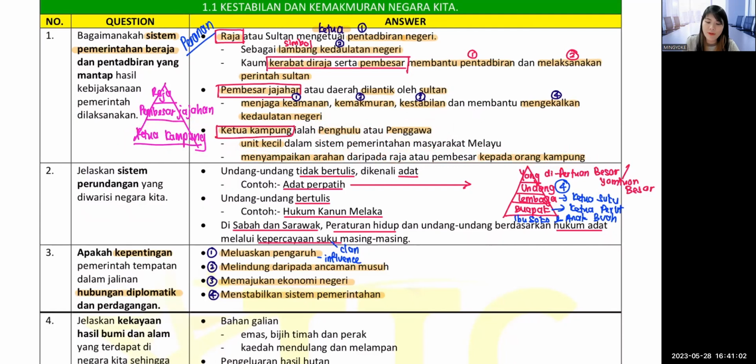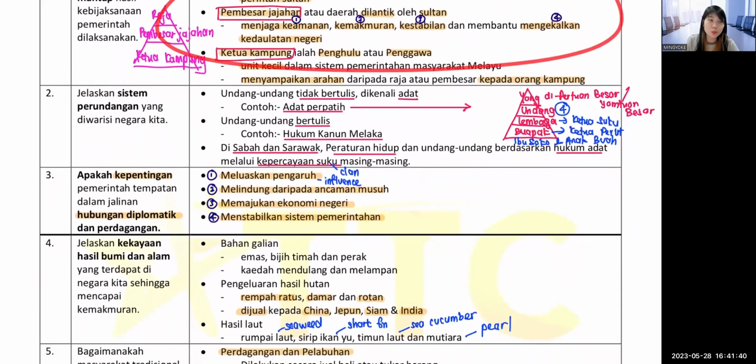Okay. Now, there's a very special question they may ask, which is kerabat di Raja and Pembesar. What do they do? Special one. They are not under the category of Raja or Pembesar Jajahan or Ketua Kampung. They are known as the royalties and the nobles. Kerabat di Raja Pembesar. They are to membantu pentadbiran, 1, and melaksanakan pemerintah Sultan, 2. Understand? Yeah, this one is very simple only.